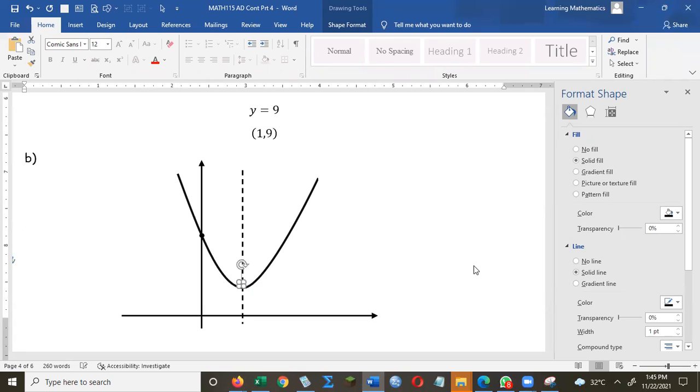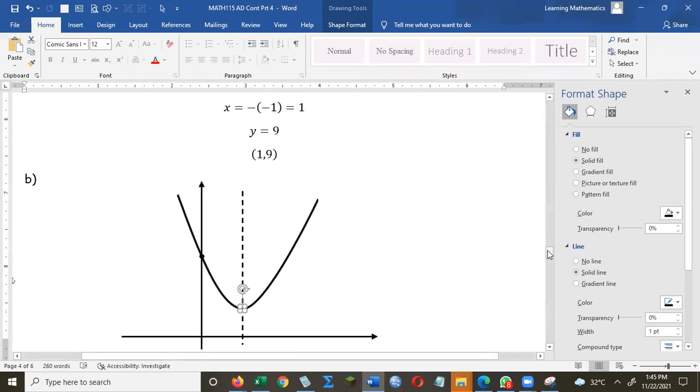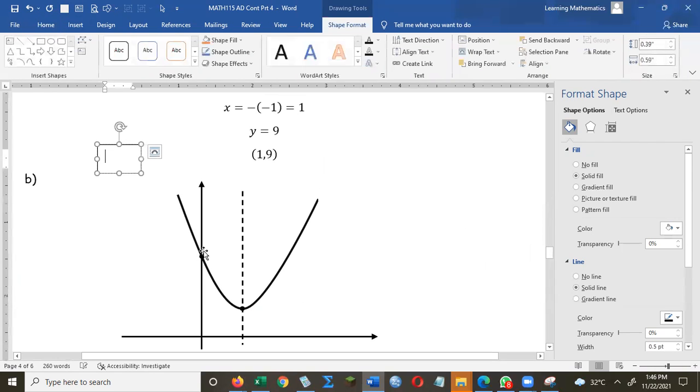You're asking if this is the 9 here. The lowest point is where we have the 1,9. The y-intercept is not the lowest point. The y-intercept is not the minimum point.